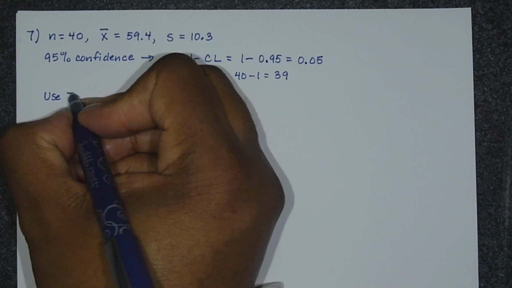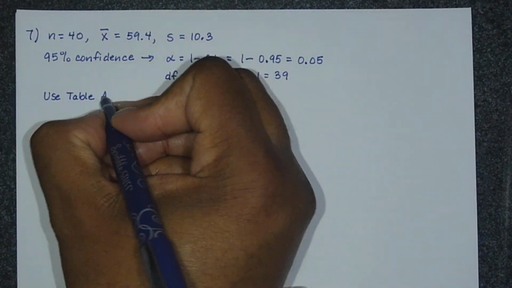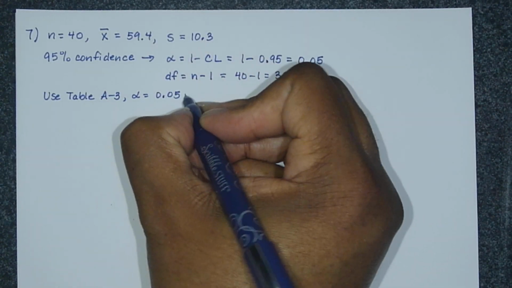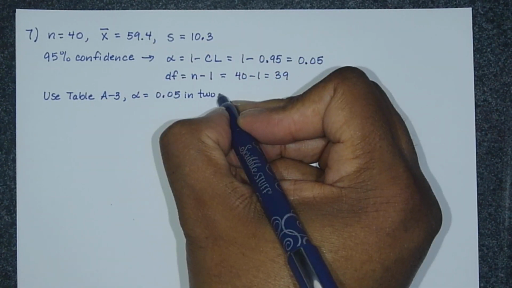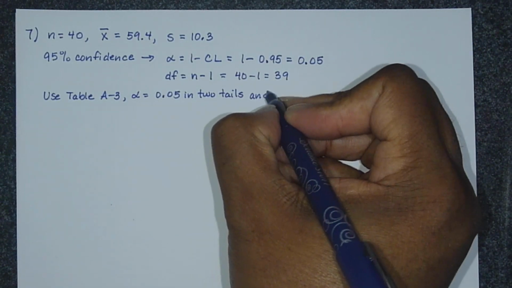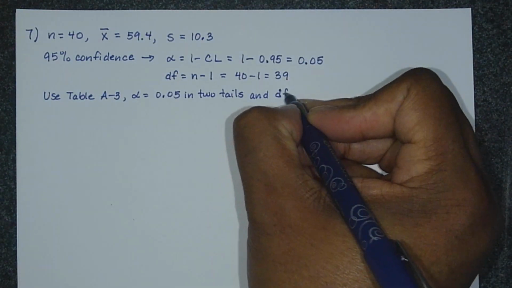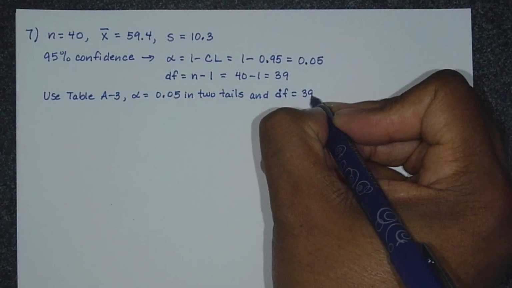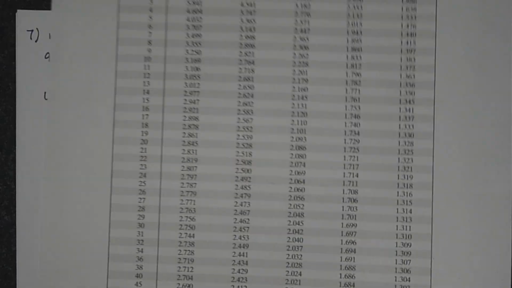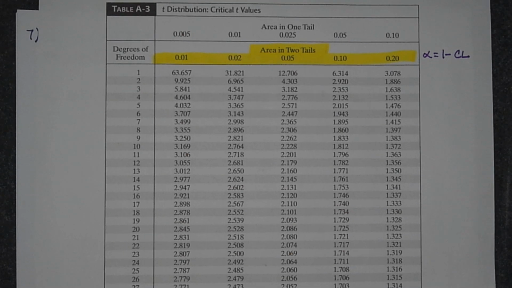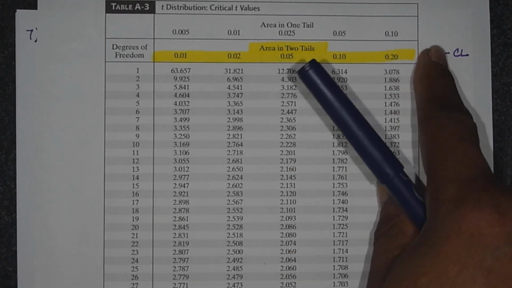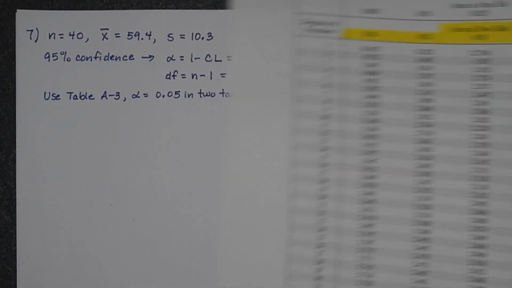So here we're going to be using table A-3 with our alpha level being 0.05. And it's going to be always in two tails since we're dealing with a confidence level or confidence interval. And degrees of freedom is equal to 39. That's going to give us our critical t value. So in this case here, I've got this highlighted area in two tails, and where you have on the right, alpha is equal to 1 minus the confidence level. Now let's see, 39.